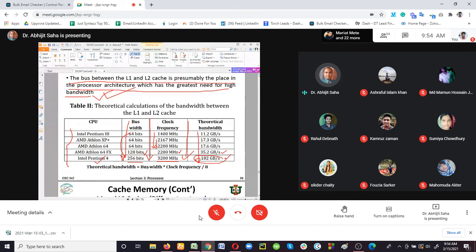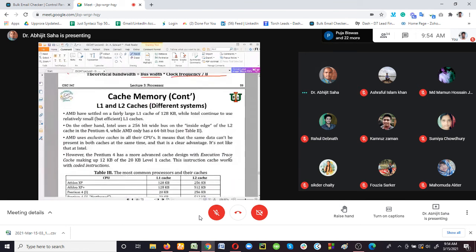So how is the bandwidth calculated? It is simply the bus width multiplied by the clock frequency and divided by 8. This is the formula used to calculate the bandwidth. It shows that if you have more clock frequency and bus width, the theoretical bandwidth is going to be higher.